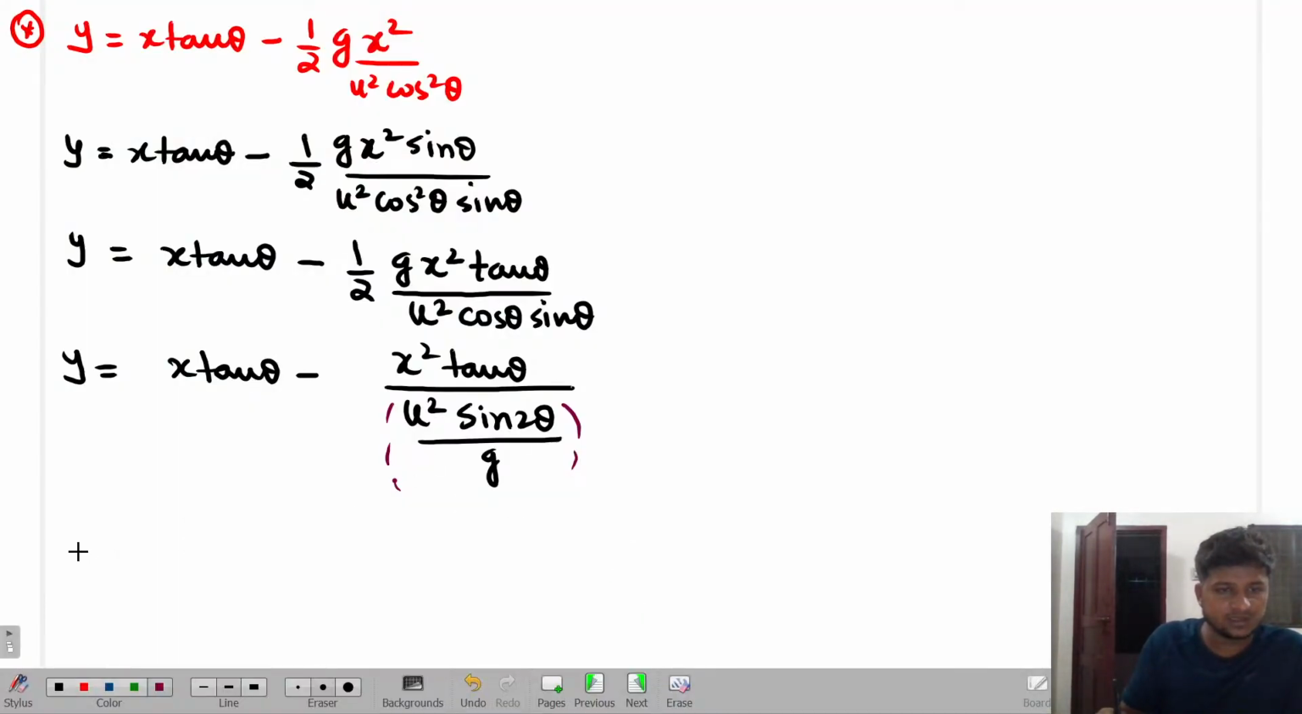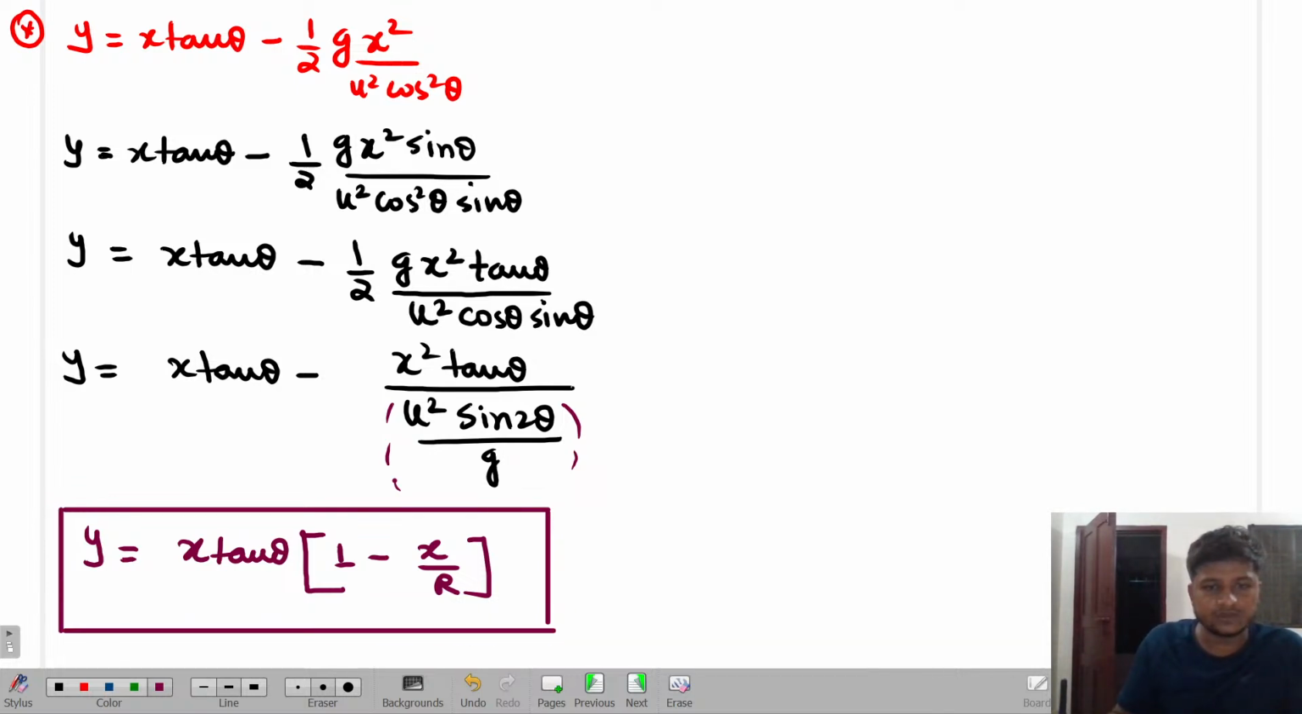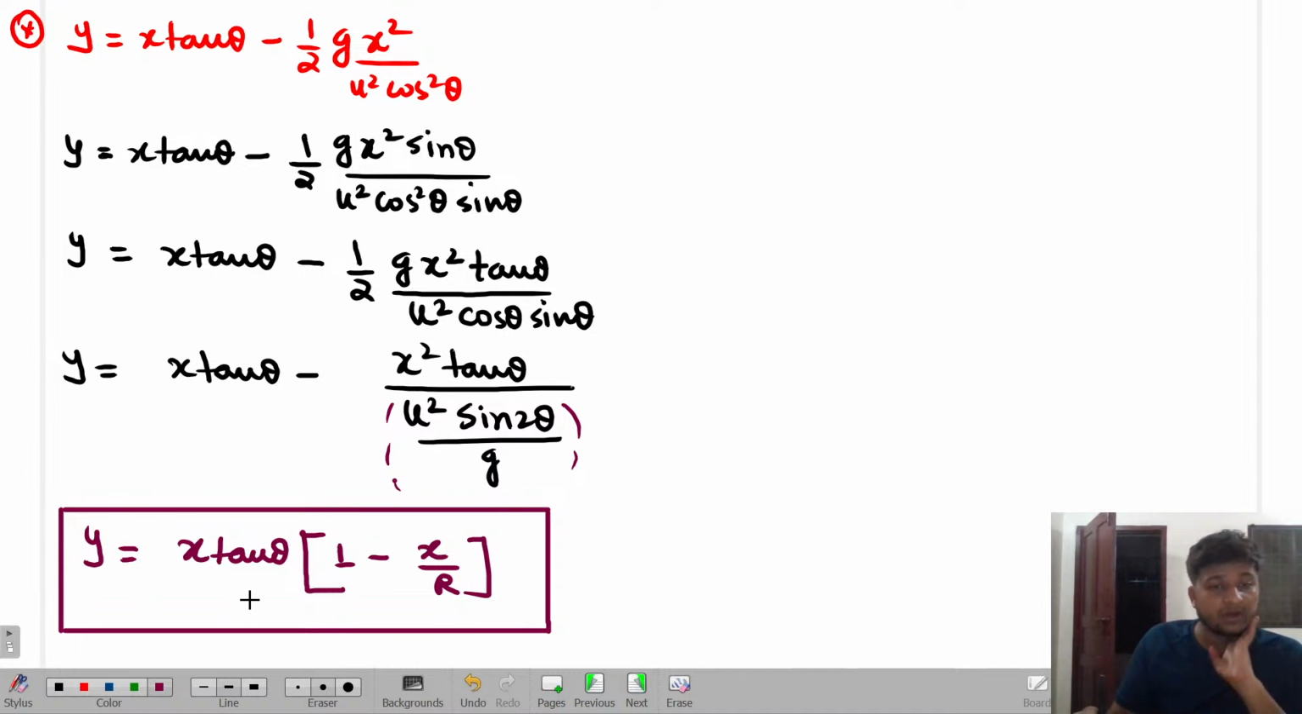So basically, the equation of y in terms of range is also written as, I can take x tan theta common, bracket 1 minus x by R. This is another equation of trajectory, which we need to keep in mind whenever we are solving a problem in which the range is mentioned specifically in the given question. Are you able to get me? So we have y is equal to x tan theta, and this is my equation of trajectory. So we have two equations of trajectory.